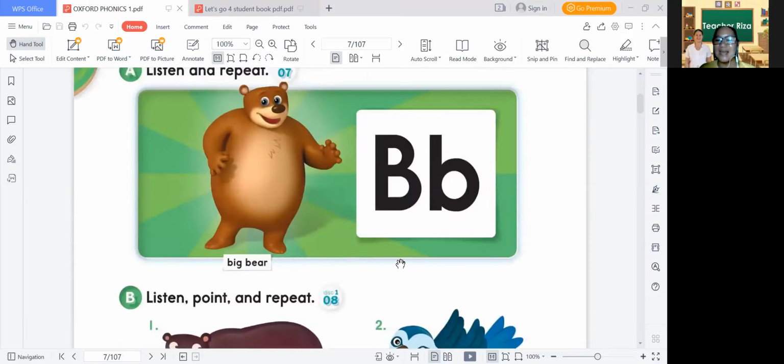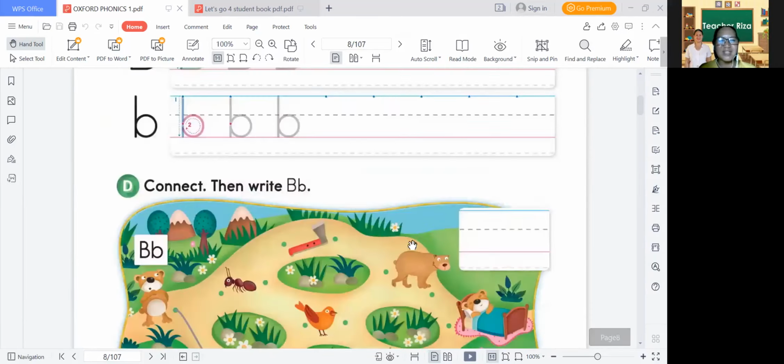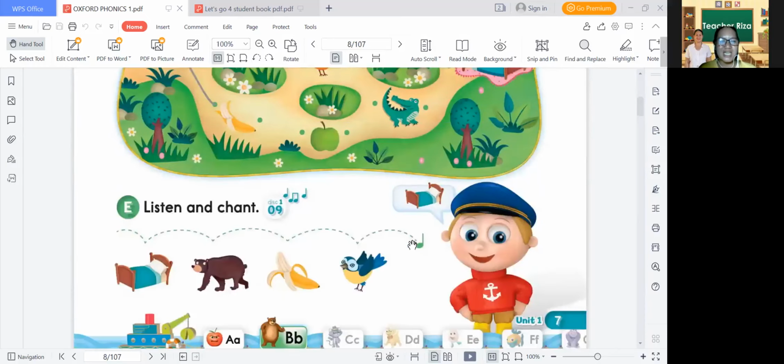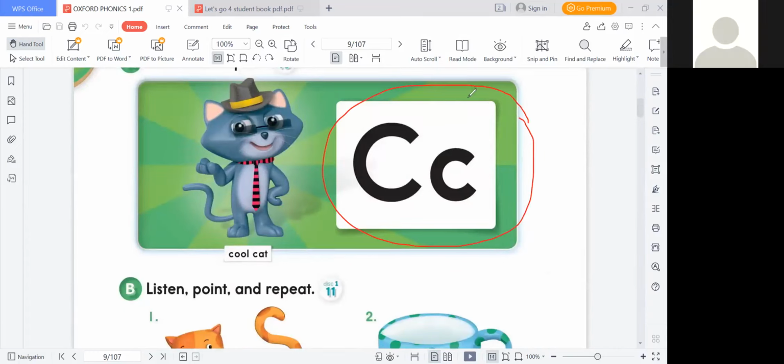Okay, so those are the examples that start with the letter B. Next we are going to proceed to the letter C. Can you repeat what letter is this? It's letter C. What letter is this? Letter C. Okay. C for cat. Understand?